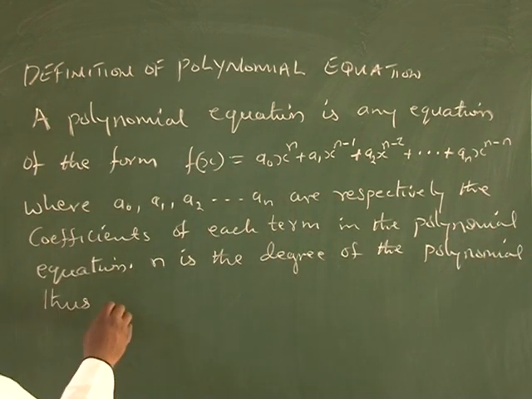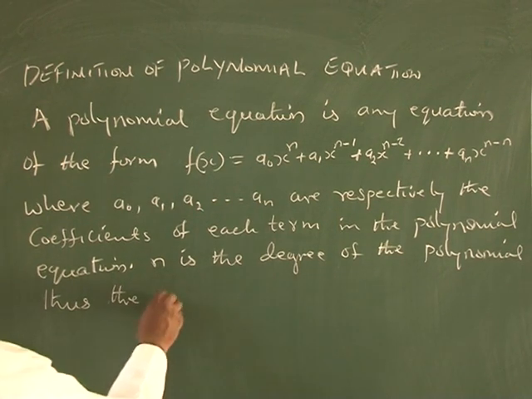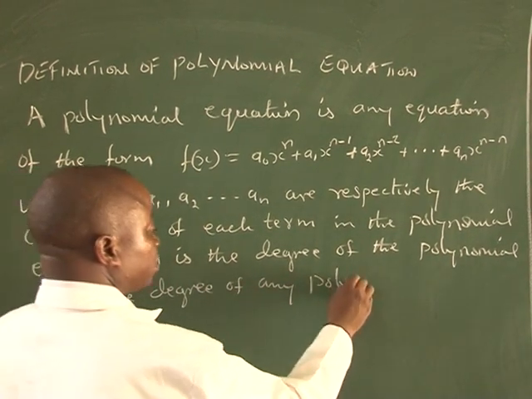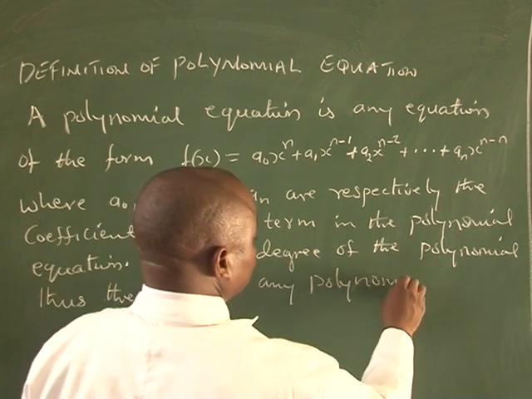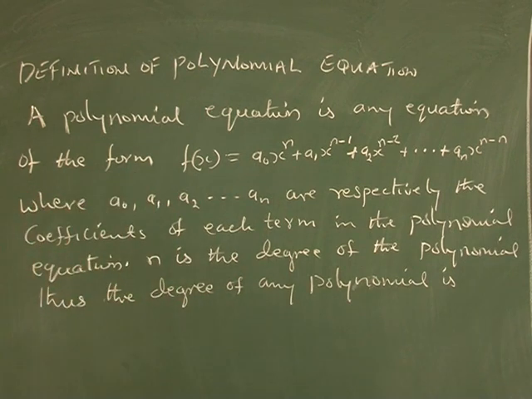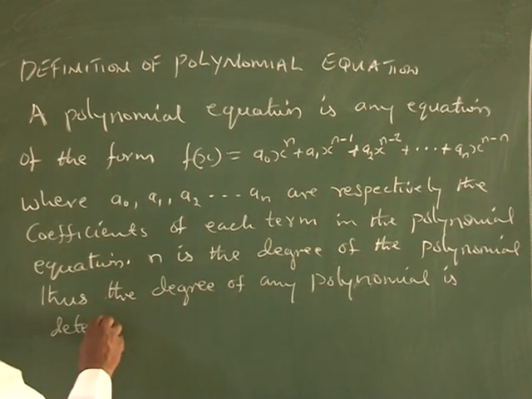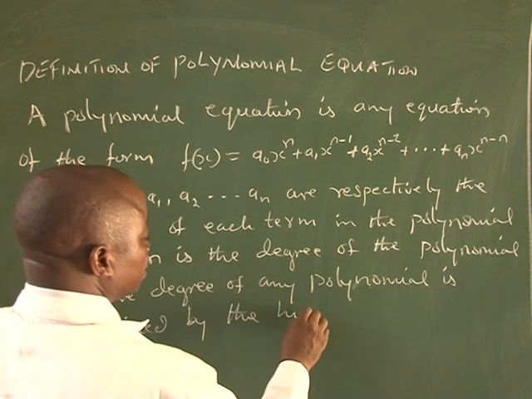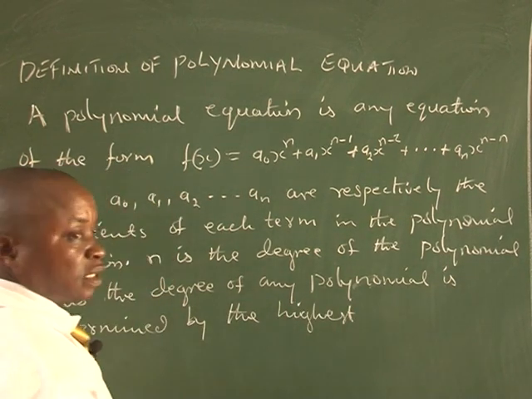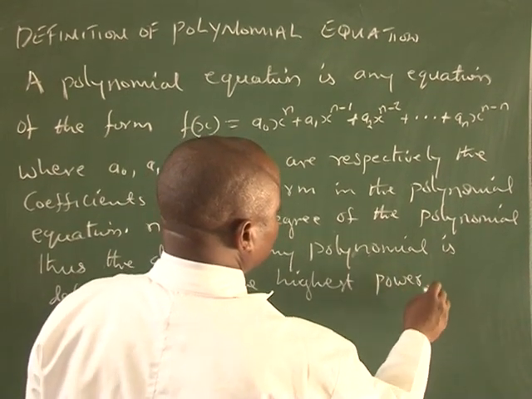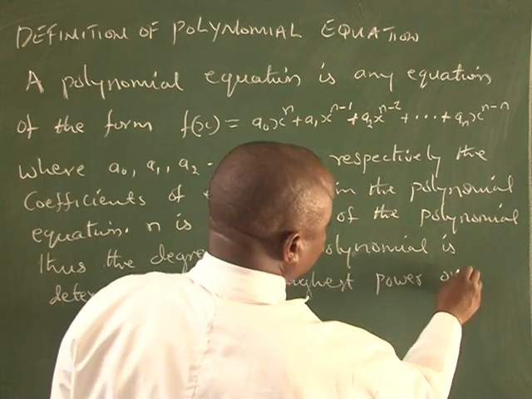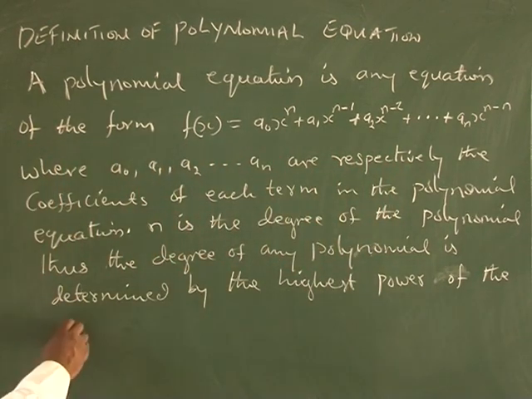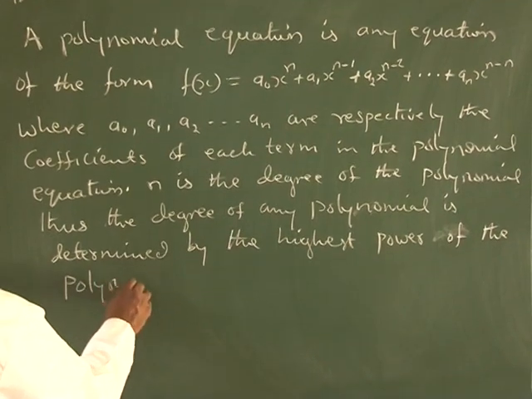Thus, the degree of any polynomial is determined by the highest power of the polynomial.